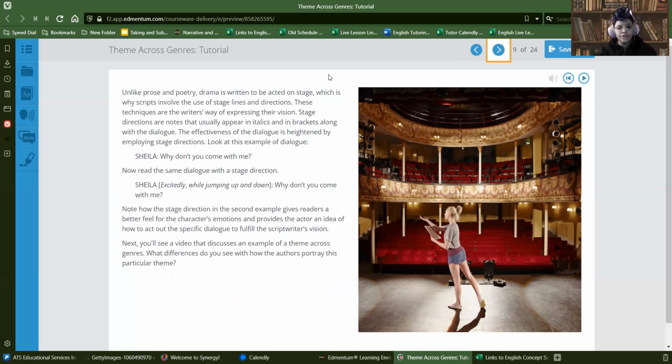Now they give you a little more detail here about drama, because that's the one that's normally forgotten about. They just explain why it's important to have stage directions with drama. And they give you an example here. This is the dialogue line, Sheila's name in a script: "Why don't you come with me?" And then they add a stage direction, "excitedly while jumping up and down," just so that you know why it's important to include stage directions in drama and why that makes things different than writing prose or poetry.